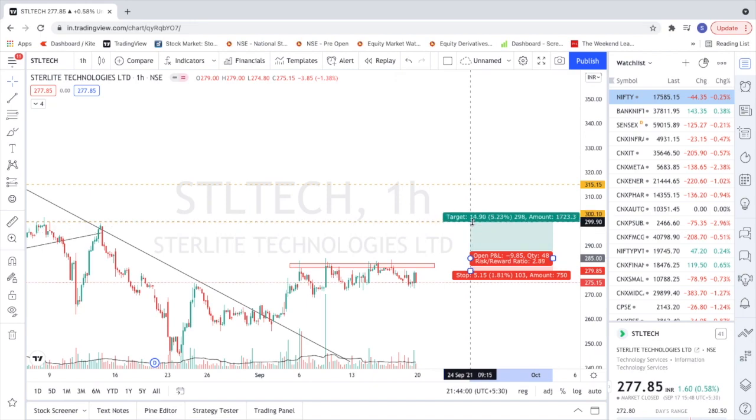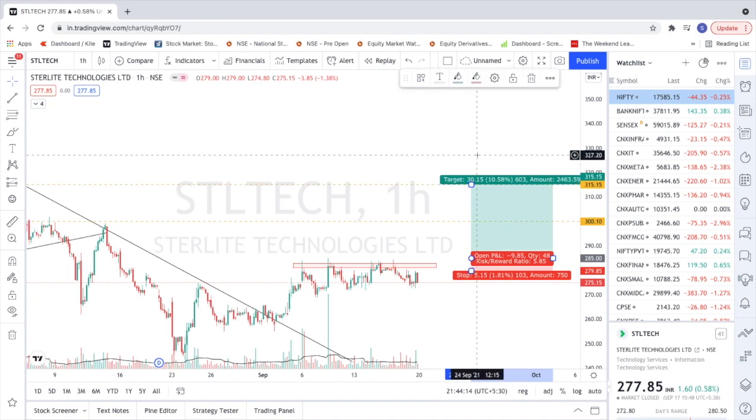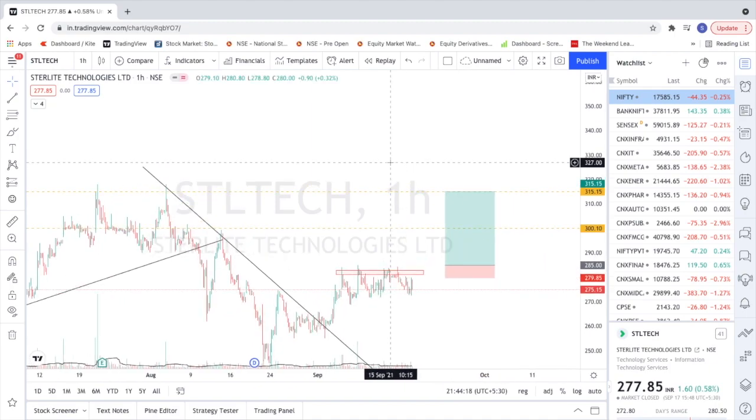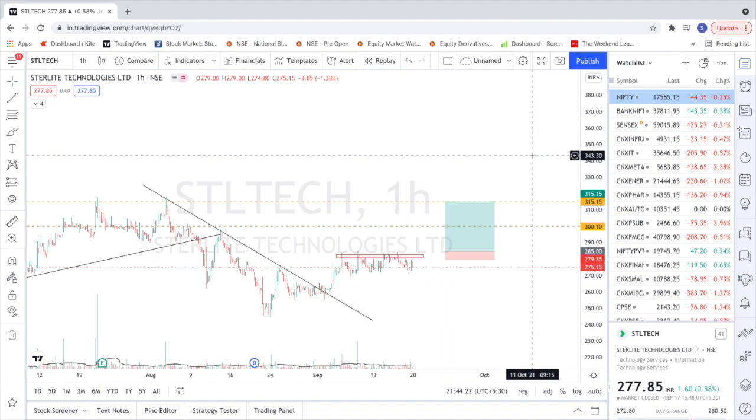The risk reward becomes 1 to 3, almost 3, which is very good. The second target would be 315. The risk reward becomes almost 1 to 6. That's amazing. That's the beauty of price action, and this is very simple. Even a layman can do this. I'm not a Harvard graduate.